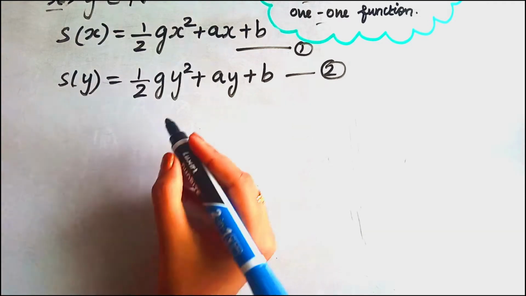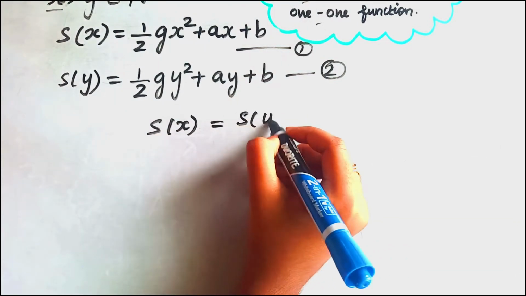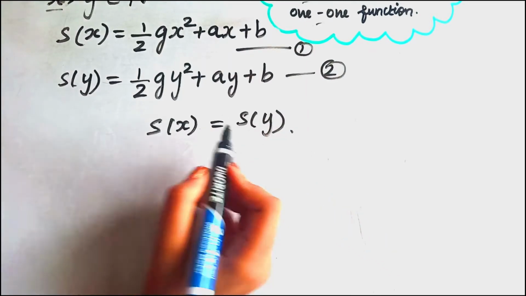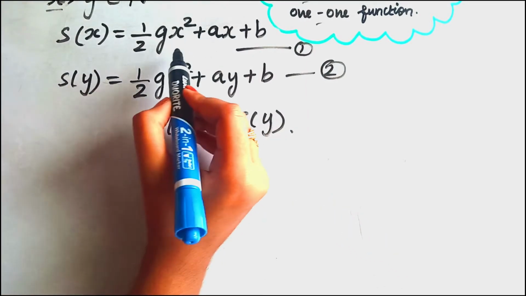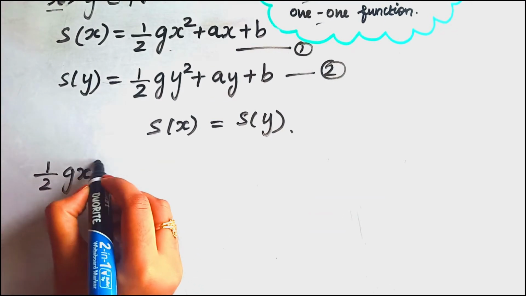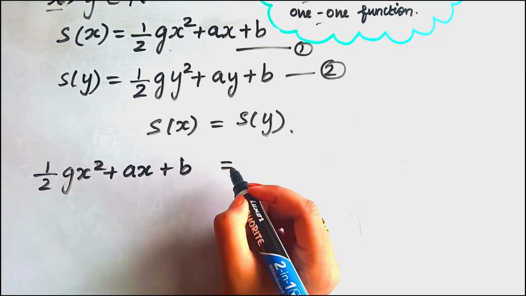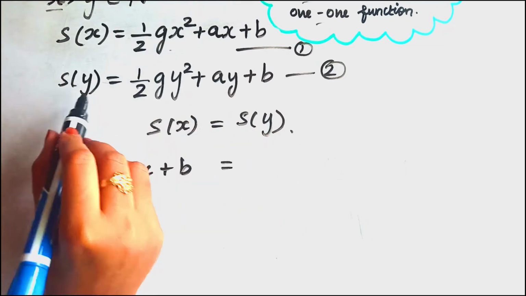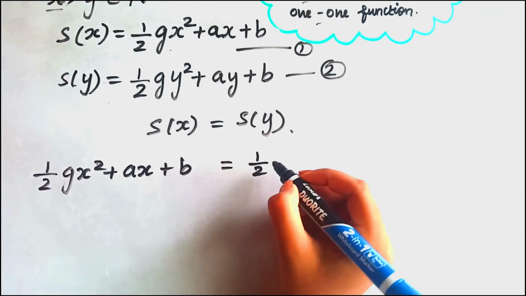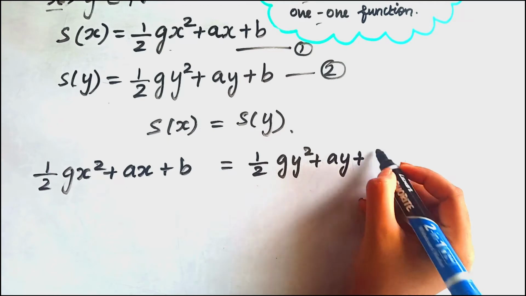Now let's write s of x is equal to s of y, right, by the definition. So now let's substitute s of x here: 1 by 2 gx square plus ax plus b, which is equal to s of y. You have to substitute s of y here, which is 1 by 2 gy square plus ay plus b.